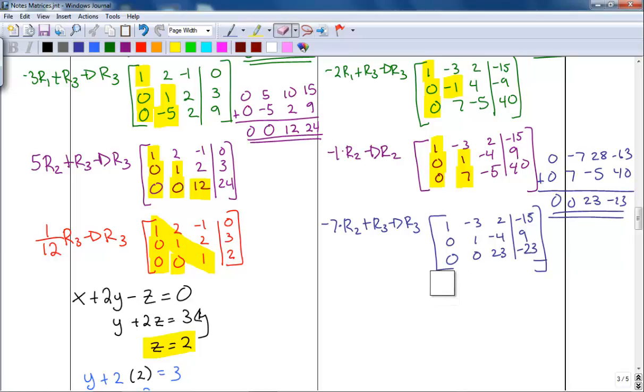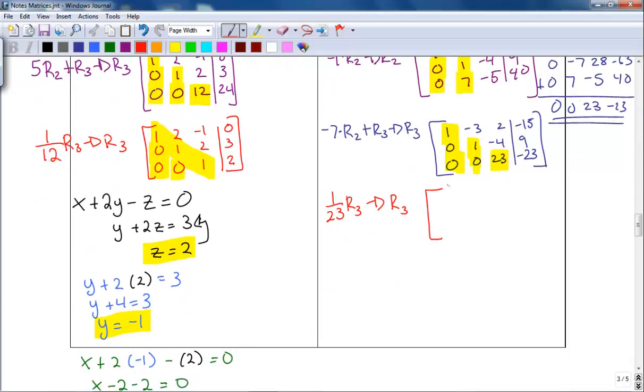All that's left now is to get a 1 in this position because everything else has already been obtained. Well, how would I get 23 to be 1? I can divide by 23. Again, that's not part of your row operations, so instead of dividing by 23, we say we're going to multiply row 3 by 1 over 23. And that again is going to become your new row 3.